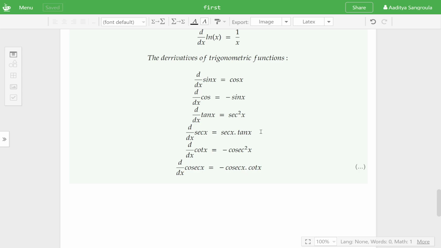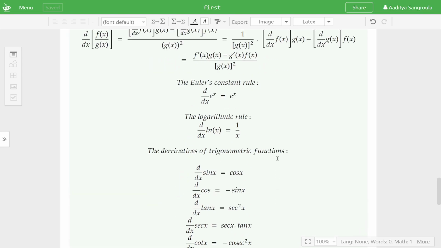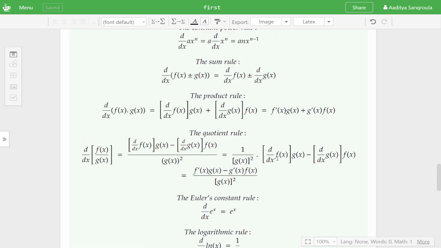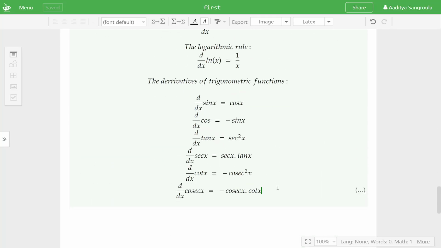So we have the derivatives of all the trigonometric ratios, right? This is also very important. And now we are going to be maybe doing a few problems related to derivatives so that we can increase the understanding of derivatives.